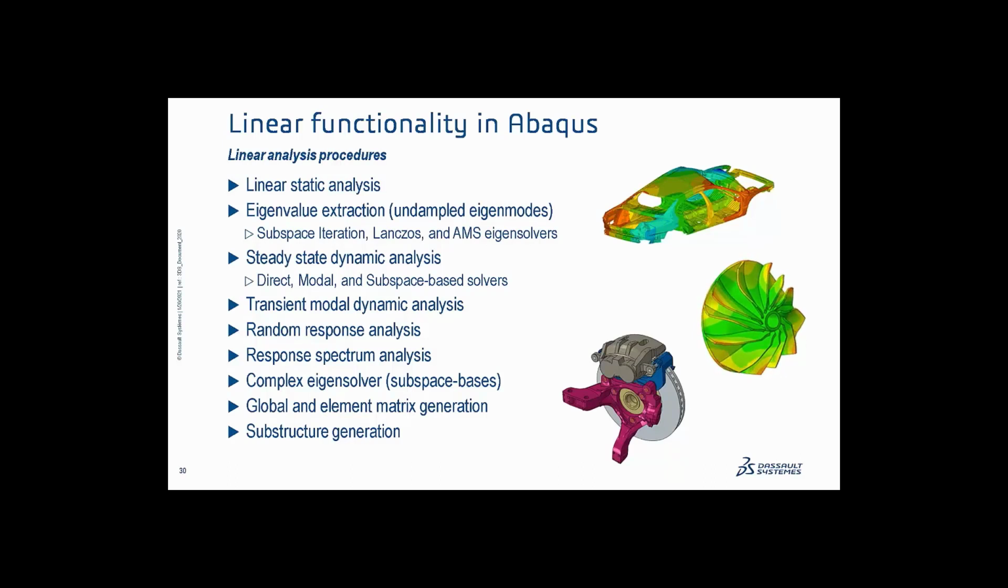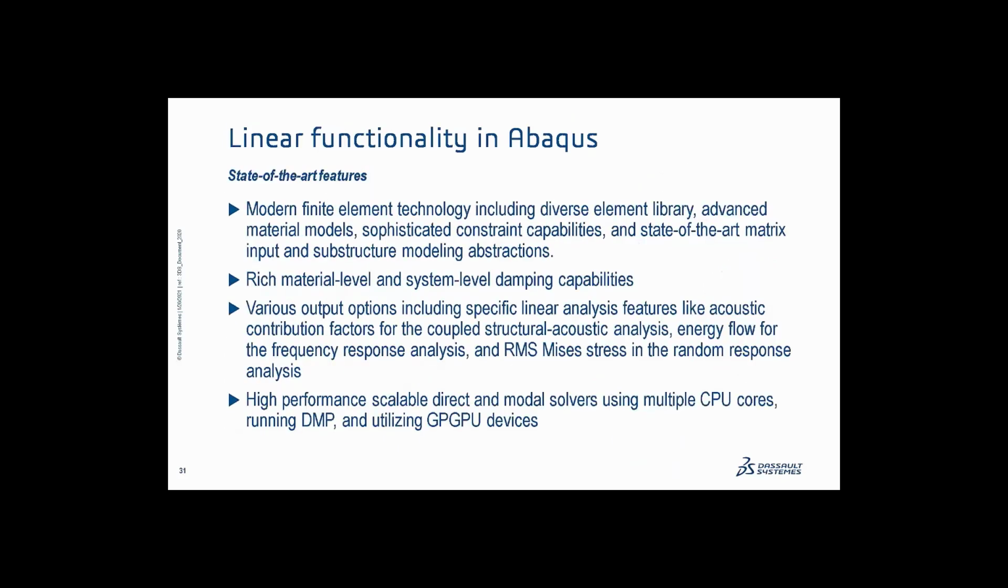So all of these procedures have essentially been re-implemented on top of a high-performance database, and based on high-performance solvers, in particular the AMS eigensolver. I'm not going to read through the whole list here, but this is a pretty complete list of the capabilities and the different procedures, dynamics, and linear statics that are available today in Abaqus. And as I said, one of the key technology underpinnings is high-performance solvers, including the ability to leverage GPUs for things like steady-state dynamics and AMS eigenvalue extraction.